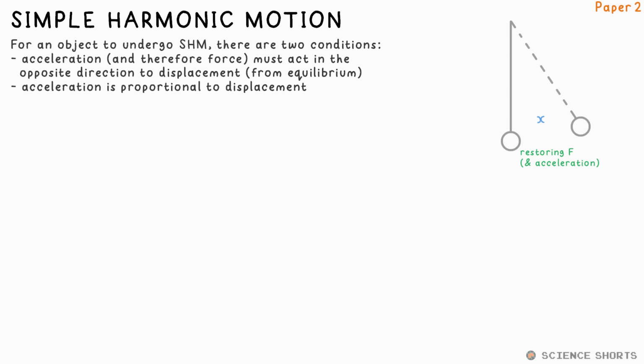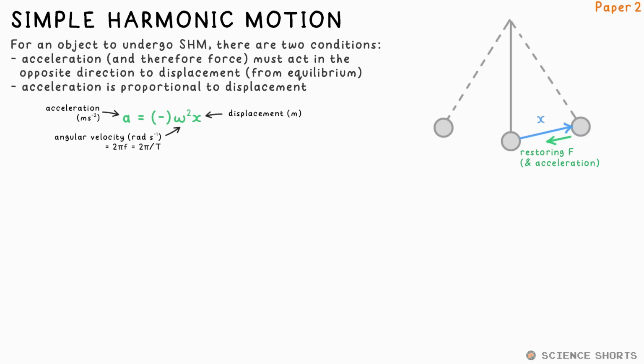a pendulum or a mass on a spring. There are two conditions. The acceleration must be proportional to the object's displacement from equilibrium, and it must also be in the opposite direction to the displacement. What's true for acceleration is also true for the force, the restoring force, that's trying to get it back to equilibrium. The equation a equals minus omega squared x shows both of these conditions.